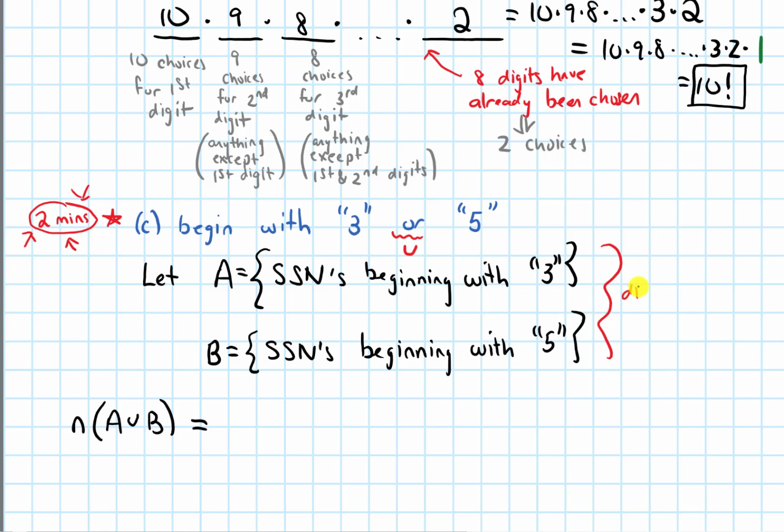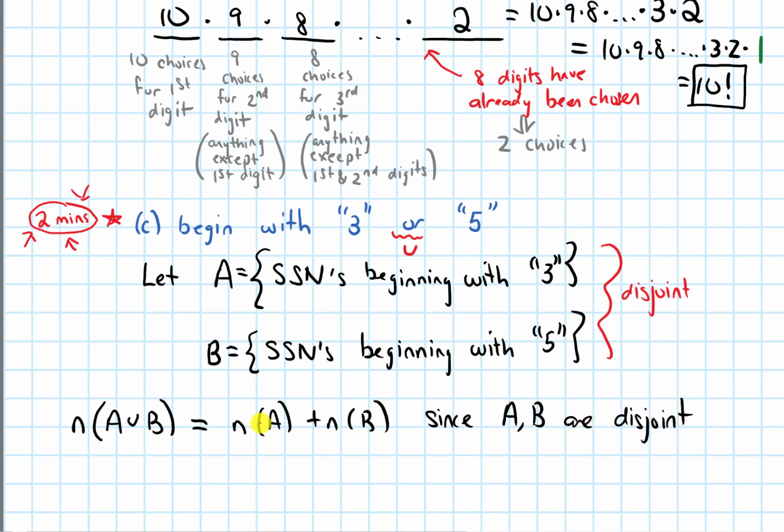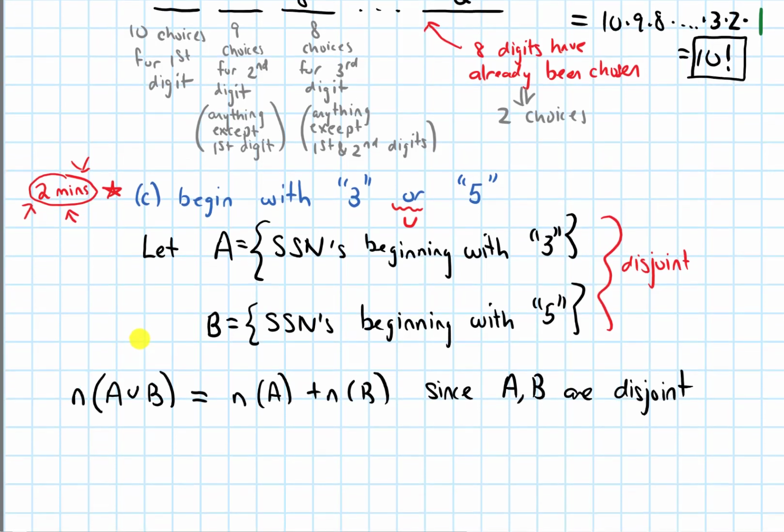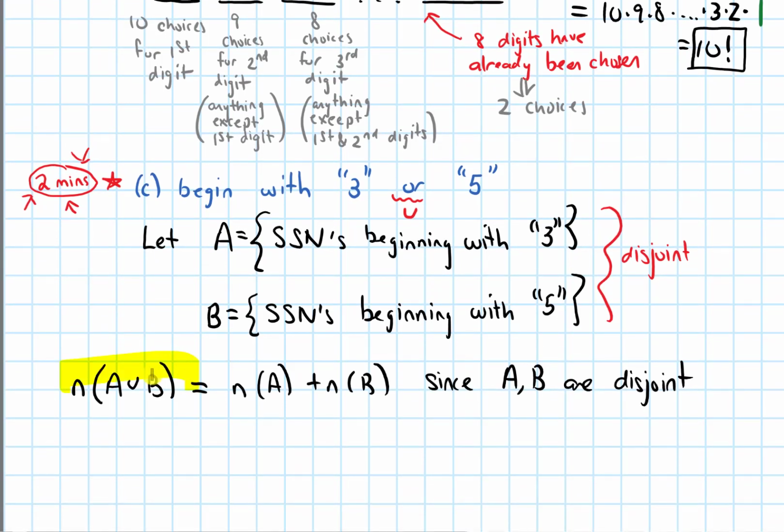And when they're disjoint, and I'm counting the number of elements in their union, it's just equal to the number of elements in A plus the number of elements in B, since A and B are disjoint. So we do not need to subtract the number of elements in the intersection of A and B, because there are no elements in the intersection of A and B. Okay, so I'm going to highlight this. This is one of our key equations from our chapter on counting.